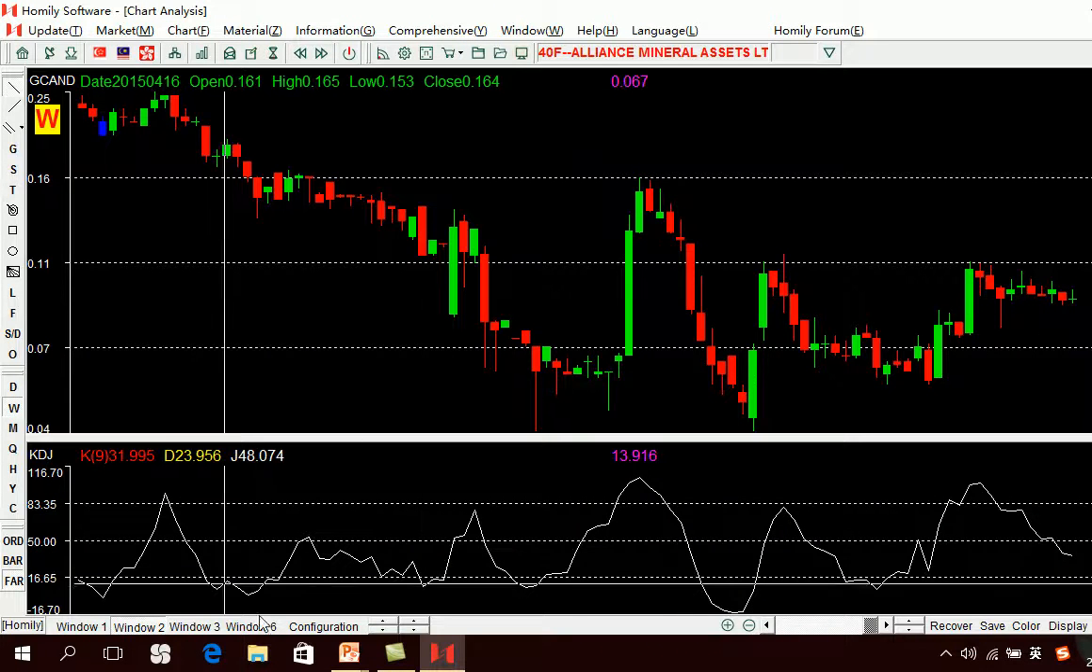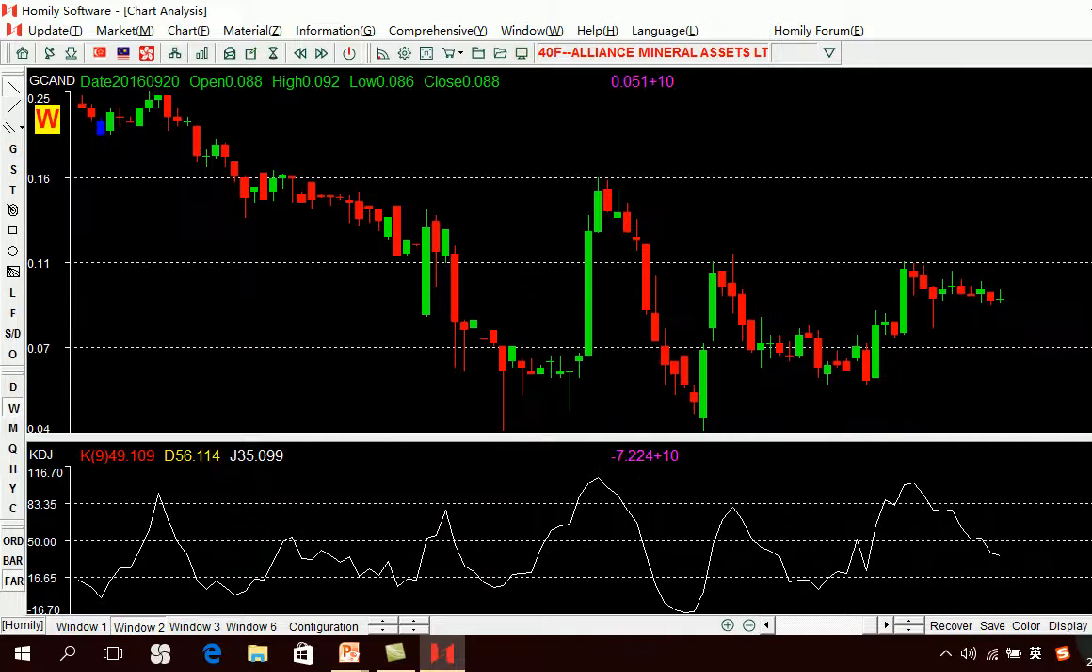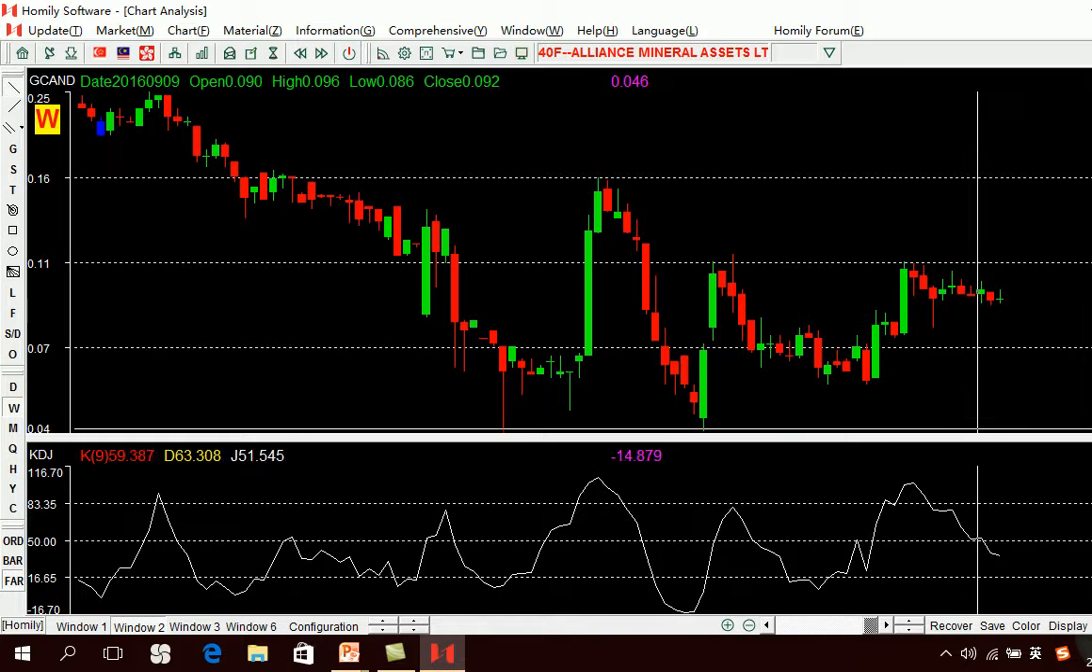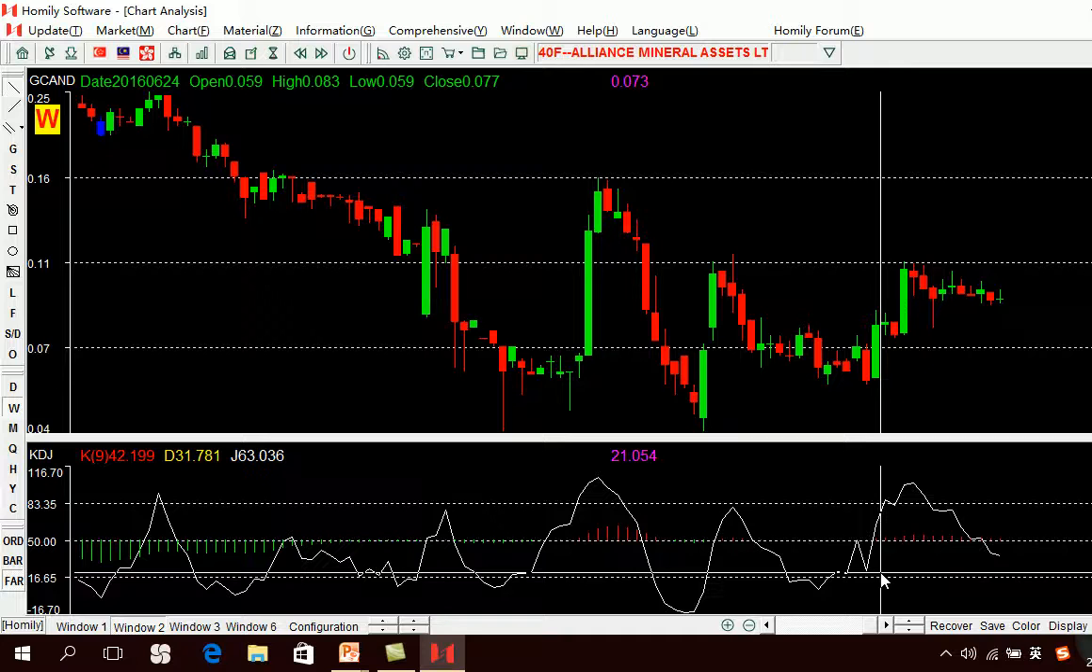This is the KDJ, right? So we should left click IND. Then we should move the MACD to the second window. This is the MACD. We move it to the second window. Okay, then you can combine these two functions.